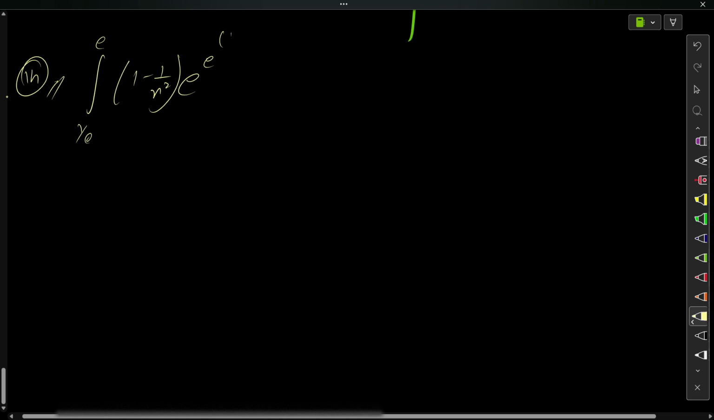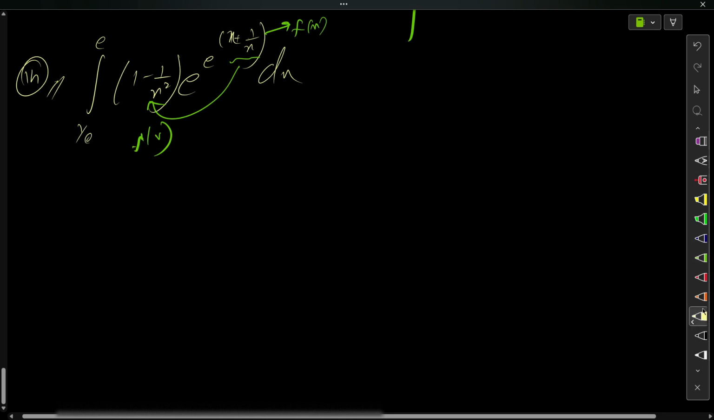Next question. Question number 14 is the integral from 1 by e to e of (1 minus 1 over x square) e to the power of (1 plus x plus 1 over x) with respect to dx. I can totally see that the derivative of this function is present there. If this is f(x), then f prime of x is present there, right?